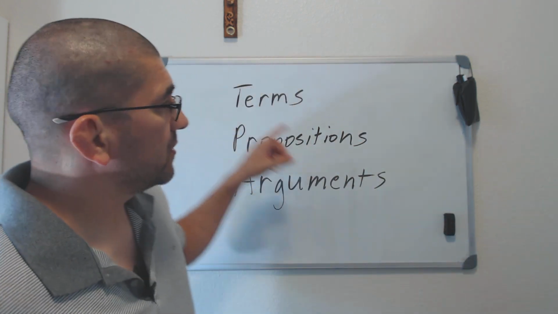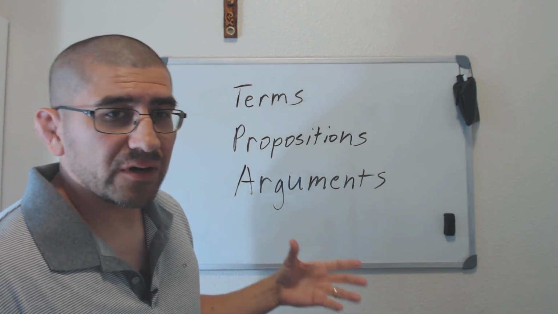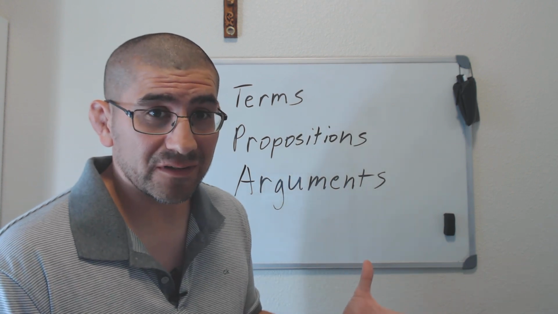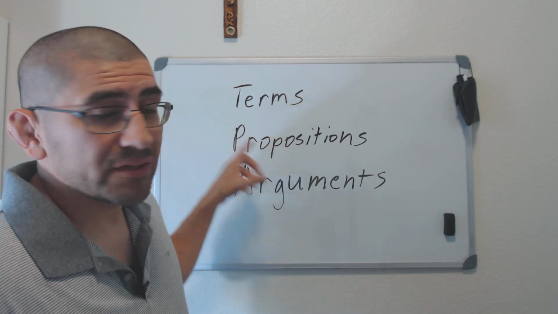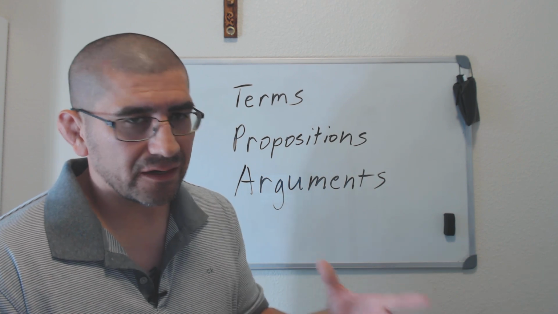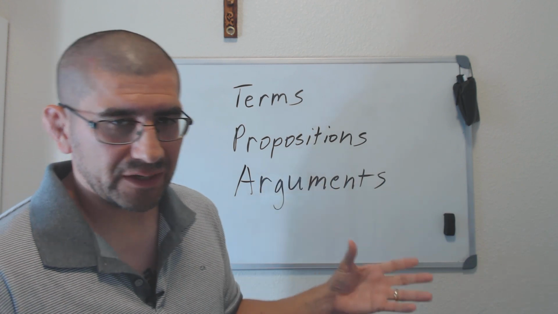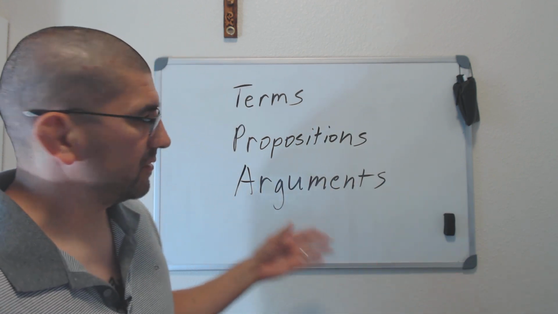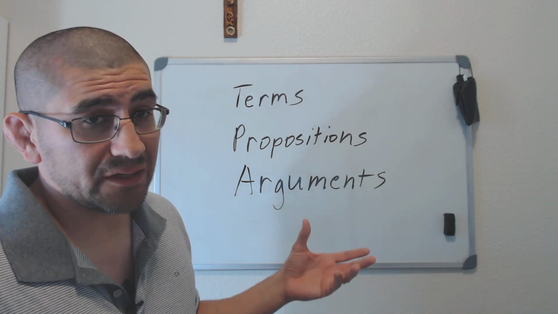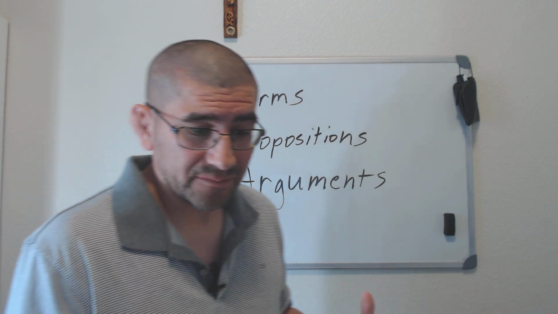In other words, terms, which is the first part of logic, are represented by words. Propositions are sentences, not just any sentence, the declarative sentence. So propositions are basically sentences that are declaring something. And then an argument is typically a small paragraph, or sometimes, depending on how many arguments you have bundled together, it could be a large paragraph.